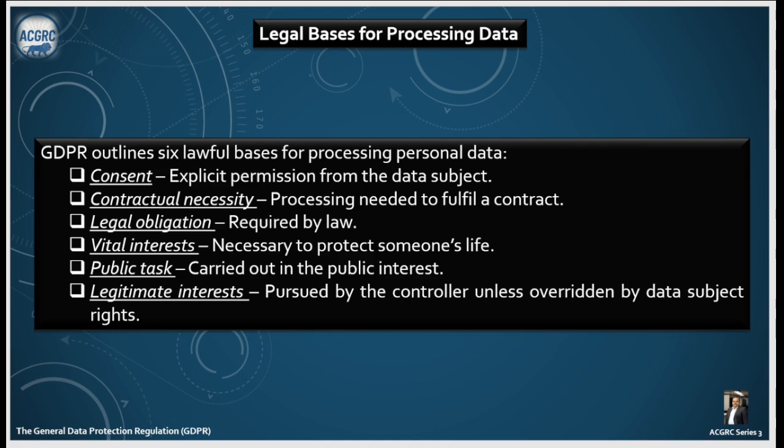Legal obligation: you need the data to follow the law. Example, an employer keeps employees' salary records for tax reporting. That's legal obligation. Vital interest: you need the data to protect someone's life or safety. Example, a hospital accesses a patient's data in an emergency to give urgent care.